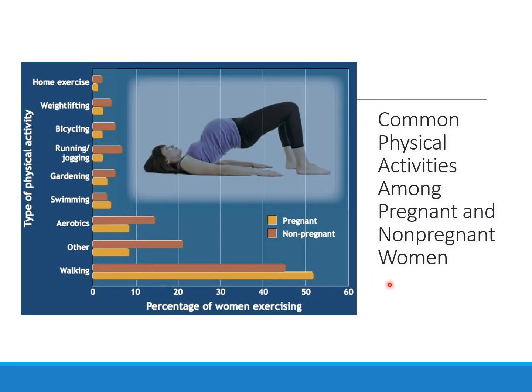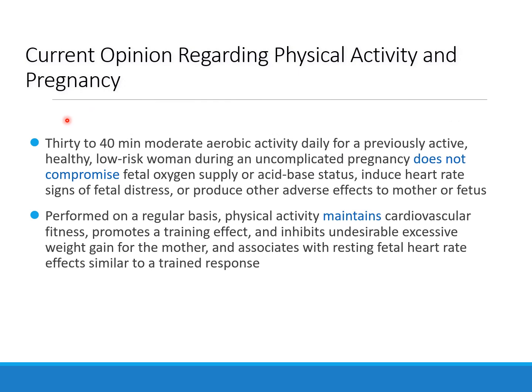So here are some common physical activities for pregnant and non-pregnant women. And what you'll see is that we have some higher intensity exercises like weightlifting, cycling, running, jogging, that are a little bit more risky, I guess, in regards to creating some of those high risk changes to the fetus. And what you'll typically see is lots of pregnant women just going for a walk. So you can still get some moderate level activity in, still get your aerobic system working a little bit without stressing out the fetus. So here's the current opinion regarding physical activity in pregnancy.